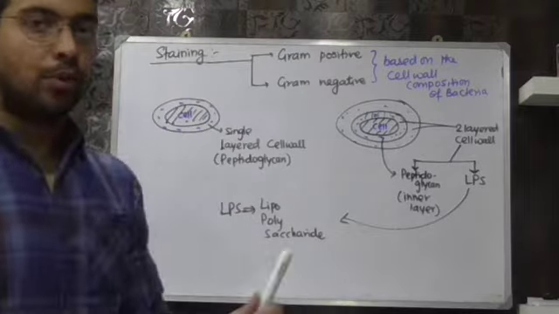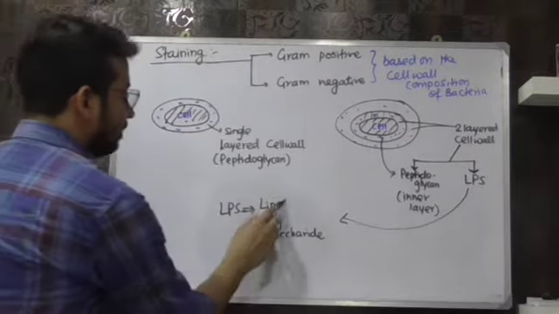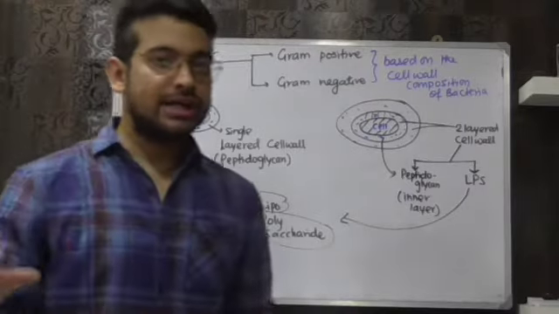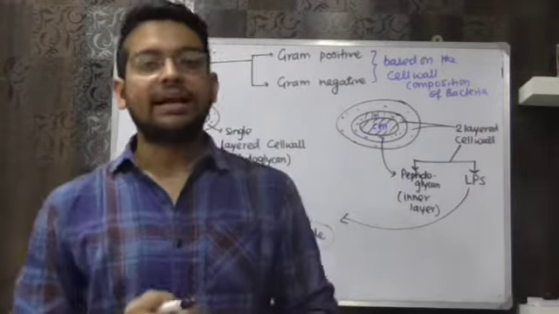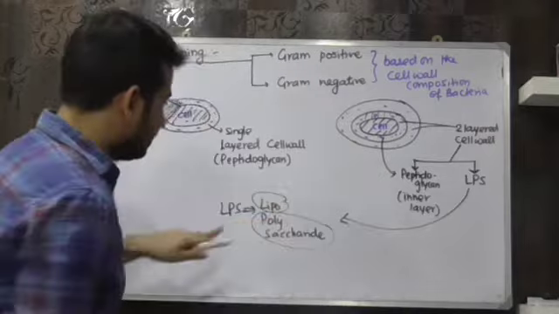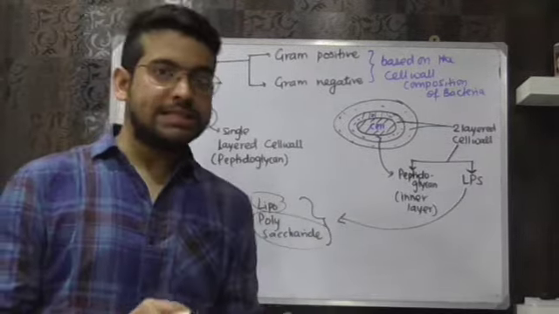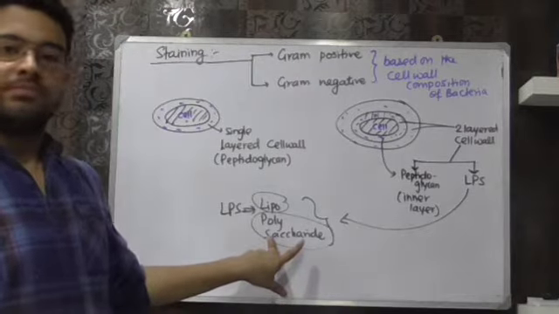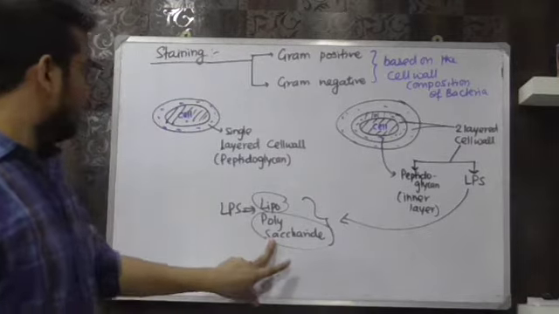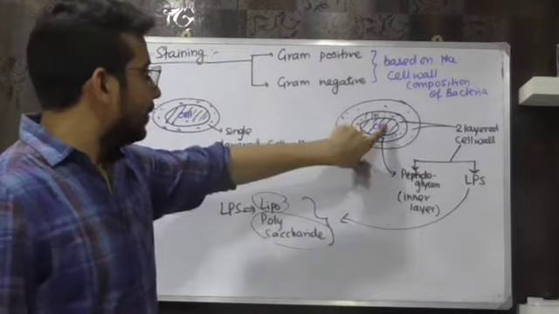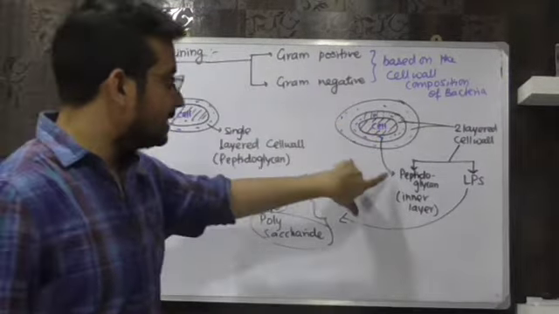Lipopolysaccharide. Lipo means lipids and polysaccharide means sugars which have a number of units. Poly means a number of, saccharide means sugars. So this is a mixture made up of two different biomolecules, lipids and sugars, polysaccharides. These two layers protect the cell in this group of bacteria.